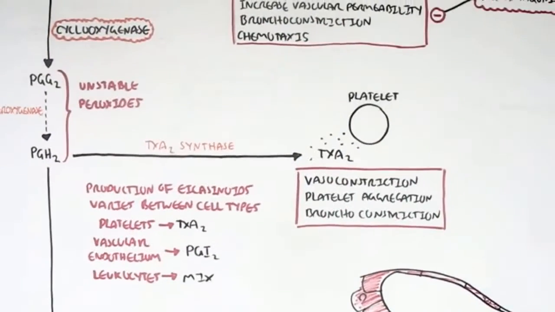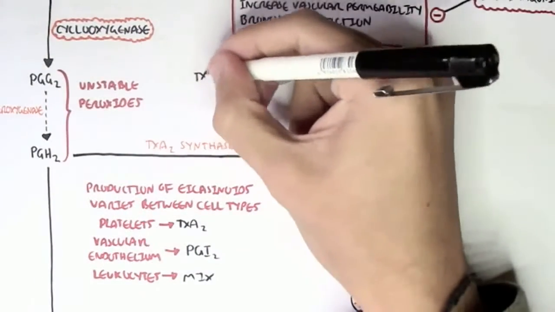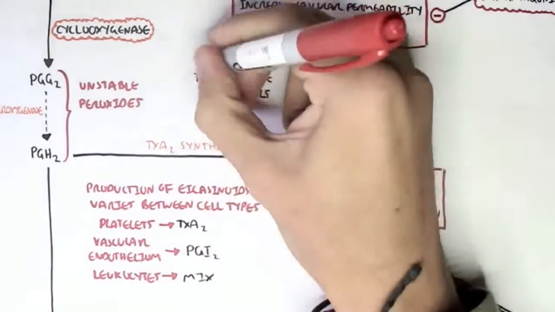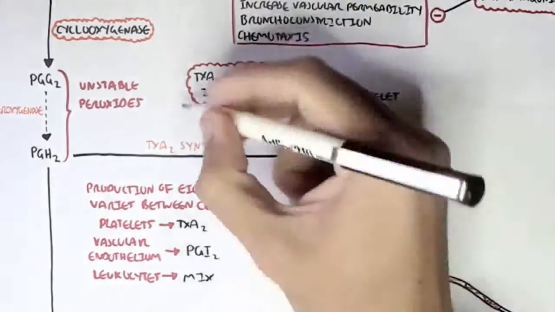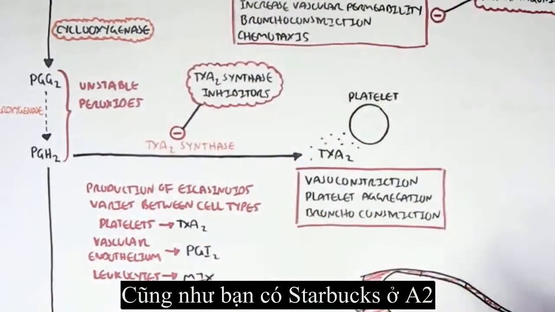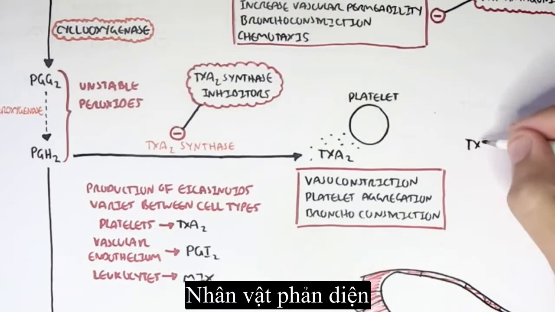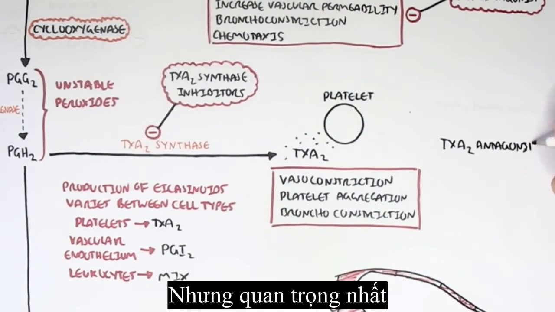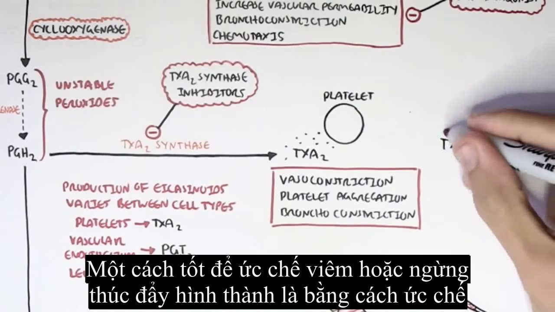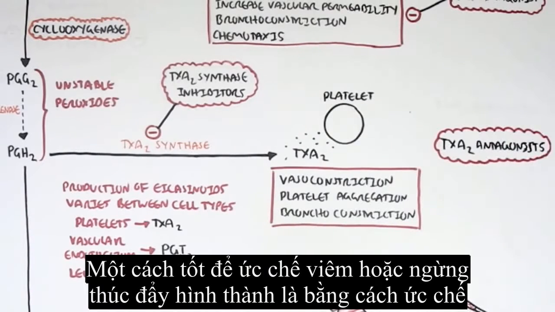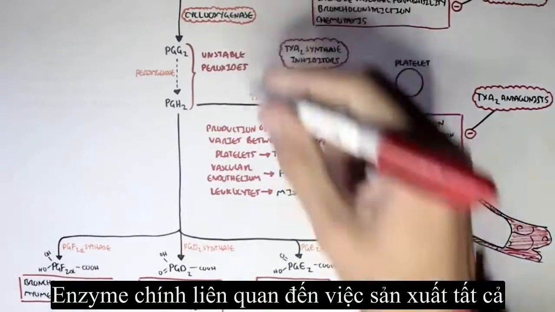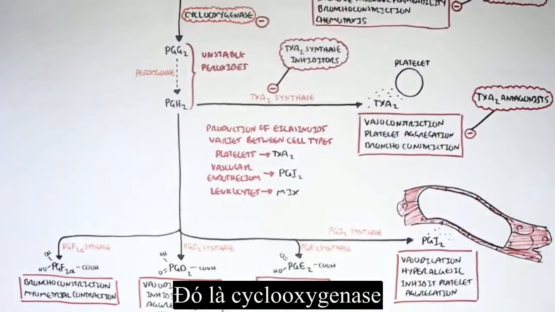There are also drugs which inhibit thromboxane A2 production or the function of thromboxane A2. We have thromboxane A2 synthase inhibitors, as well as thromboxane A2 antagonists, which prevent the function of thromboxane A2. But most importantly, a good way to inhibit inflammation or stop promoting inflammation is by inhibiting the main enzyme involved in the production of all this, which is cyclooxygenase.